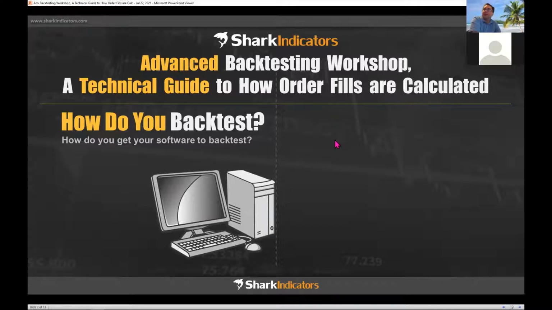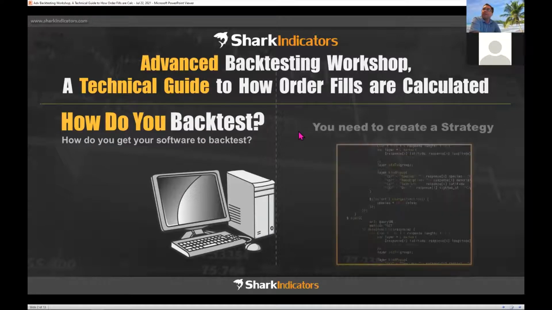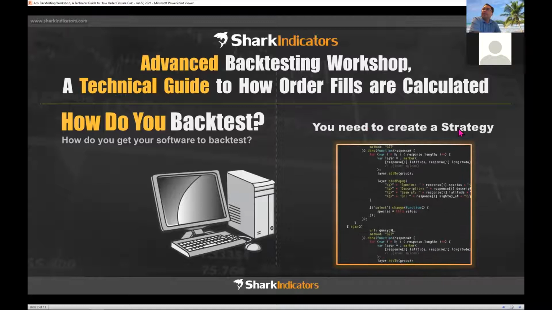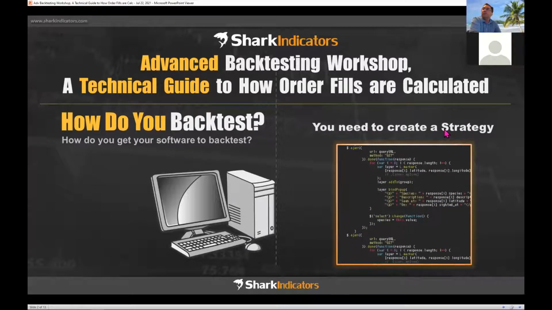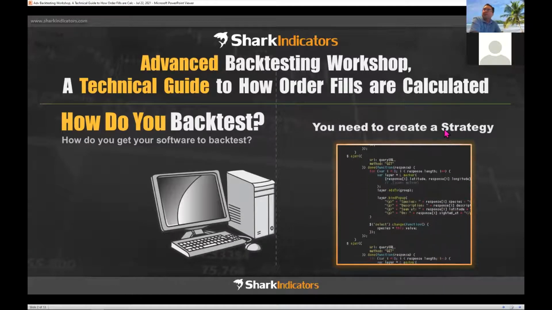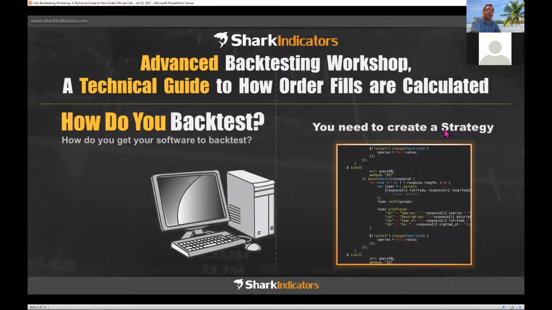So the first thing is, if you're new to trading, or just new to trying to automate some of your stuff to get some backtest results here, how do you get your trading platform to provide you with backtest results? Well, you need to create a strategy, right? So all trading platforms have a class called a strategy, right?